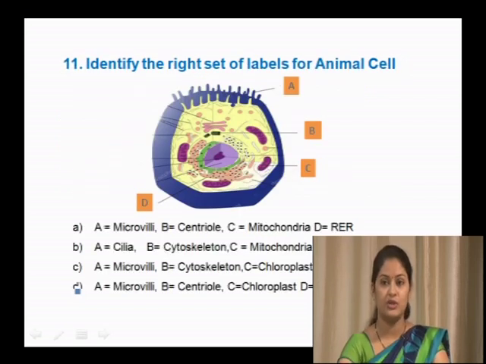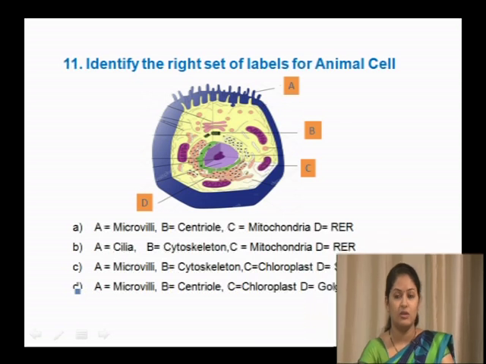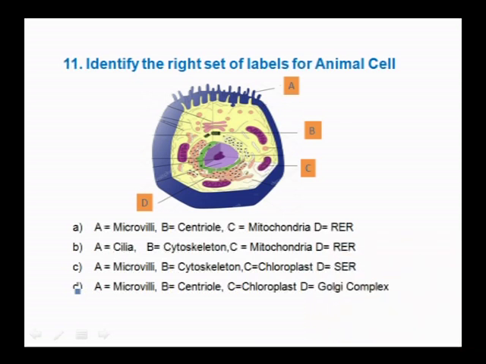Next comes the diagram question where we are supposed to indicate the labels. The diagram is representing animal cells and the labels are A, B, C, D. The options given there are A, microvilli, B, centriole, C, mitochondria, D, RER standing for rough endoplasmic reticulum. B option has got cilia, cytoskeleton, mitochondria and RER. For C, we have got microvilli, cytoskeleton, chloroplast and SER. For D, microvilli, centriole, chloroplast and Golgi complex.